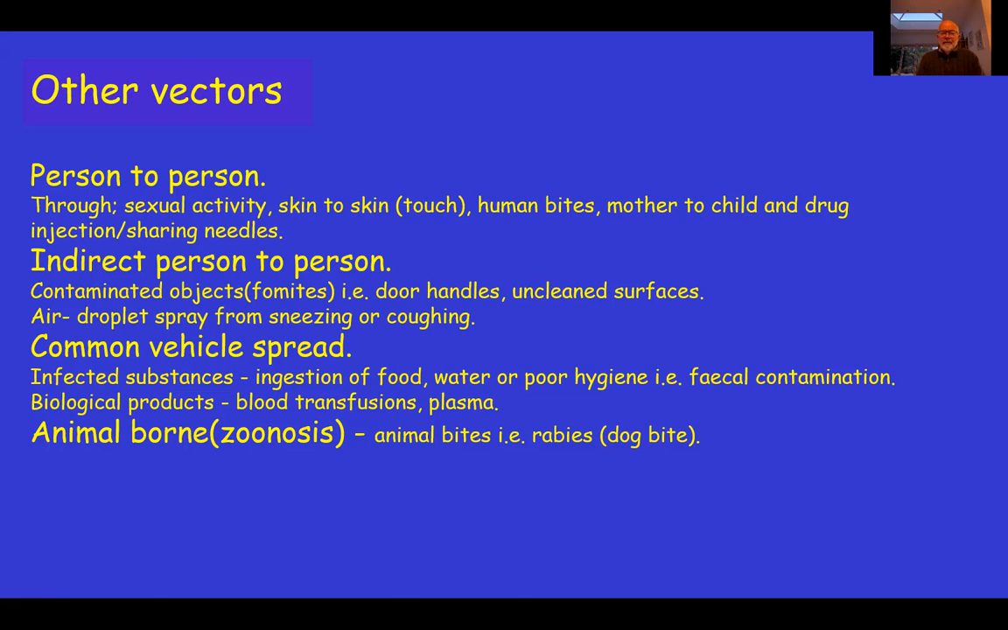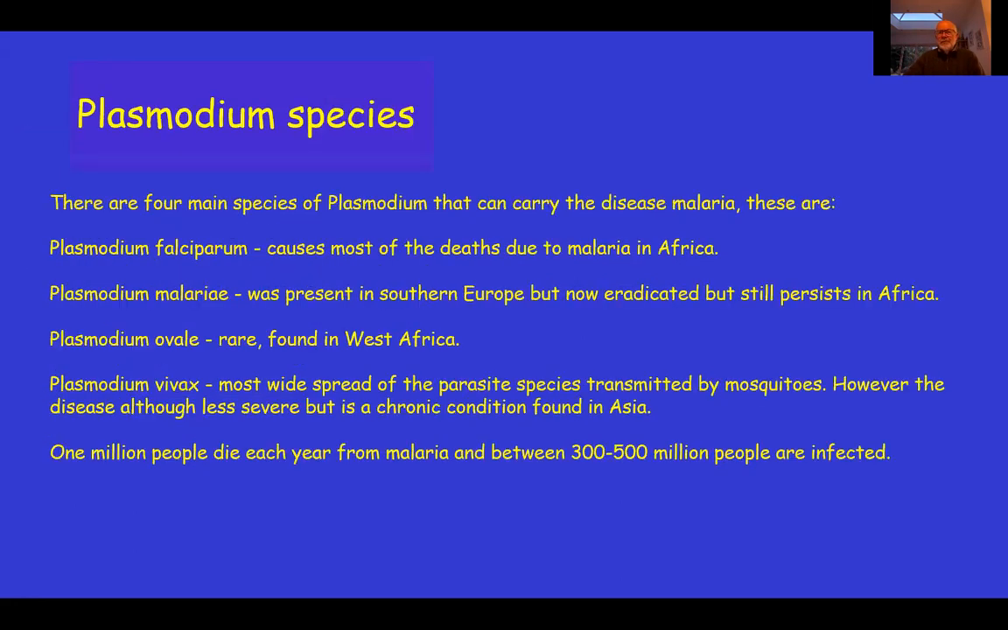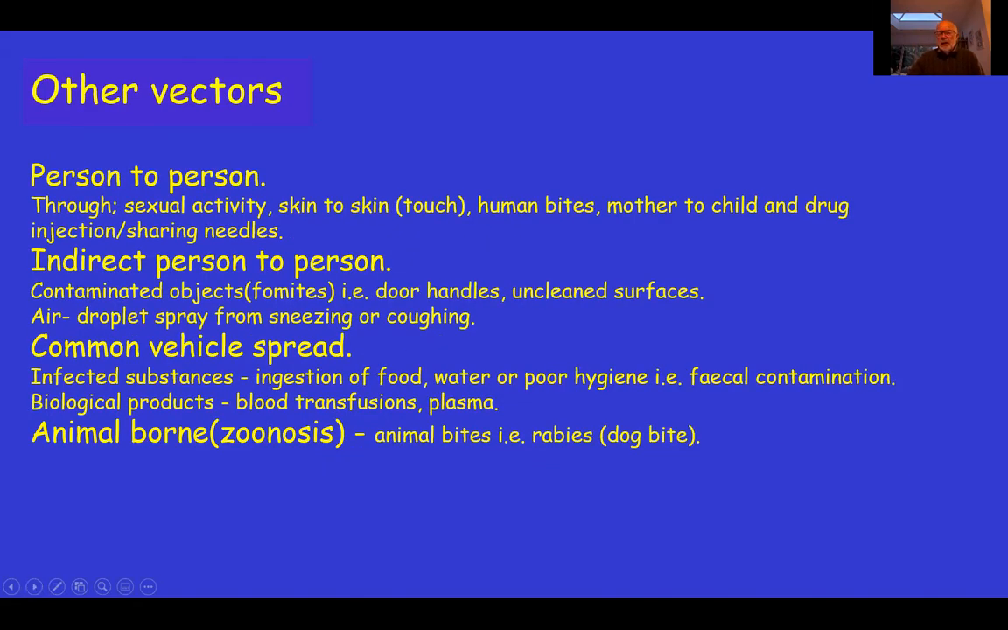Then you have indirect person to person from contaminated objects, what we call fomites. So for example, if I was not very good hygienically and I went to the toilet and didn't wash my hands and I put my hand on the mouse and was moving it about, and then my wife came in and said, oh, I need to use the computer, and she was using this, then I could transmit fecal material, anything like that. I know it sounds dreadful, but that's why we're very good at trying to wash our hands.